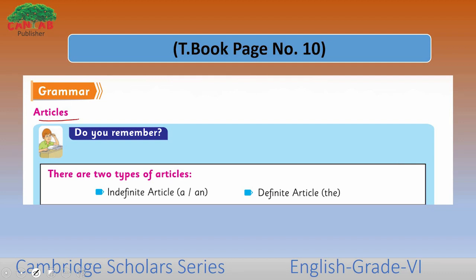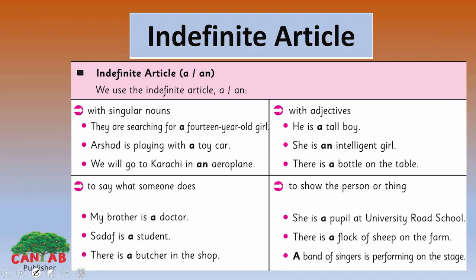You have learned all the articles in your previous class too, so understand it. There are two types of articles. Indefinite articles, a and an. The definite article, the. First we will discuss the indefinite article. What are the indefinite articles? We have 4 usages of the indefinite article here. First we will discuss this one.